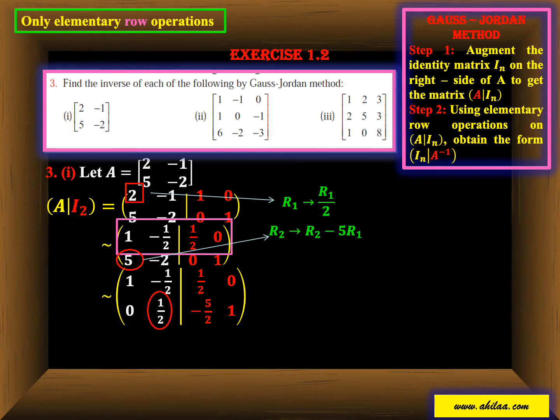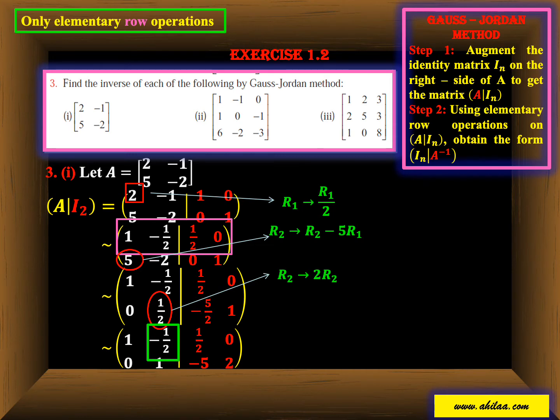Next, the A22 value, which is 1 by 2 here, we need to make it 1. It's simple, just multiplying by 2 throughout the row, we get that as 1. So, the operation is R2 goes to 2 R2. See the corresponding changes in the second row: 0, 1, minus 5, 2. Okay, 3 elements changed and the remaining only one is the A12 element, which is minus 1 by 2 here. We need to make it 0.